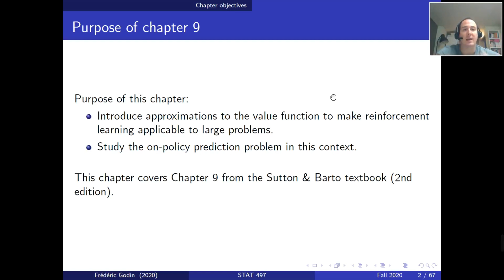All these methods can be applied either off-policy or for control rather than prediction, but these generalizations will be covered in subsequent chapters. So for Chapter 9, we will stick to on-policy prediction and show how to introduce approximations of the value function in this context. This chapter covers Chapter 9 from the textbook, so feel free to refer to the textbook if my explanations are not clear to you.